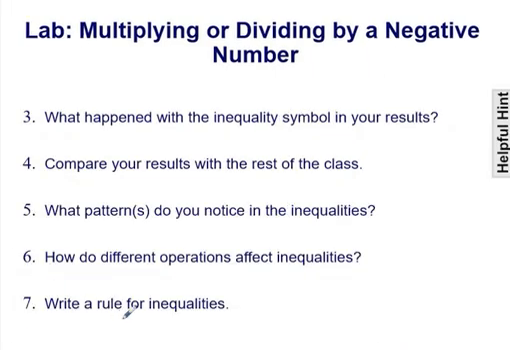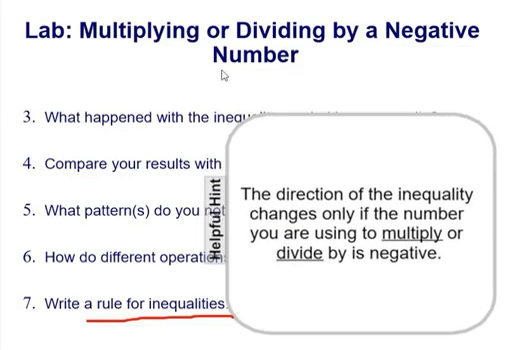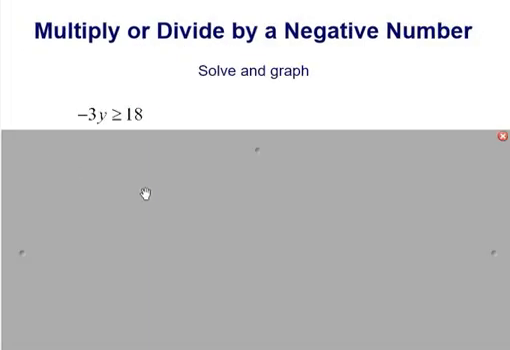So if we're asked to write a rule for inequalities, we can say that the direction of the inequality changes only if the number you are using to multiply or divide by is a negative. So again, the direction of the inequality changes only if the number you are using to multiply or divide by is negative. So let's now see this rule in action. Here's an example of when we would use it.